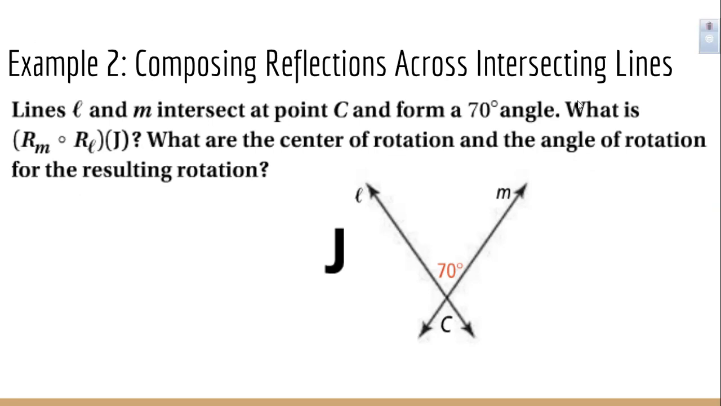So, composition of reflections across intersecting lines. Line L and line M intersect at point C and form a 70-degree angle. What is the reflection across line M of the reflection across line L of J? What is the center of rotation and the angle of rotation for the resulting rotation?